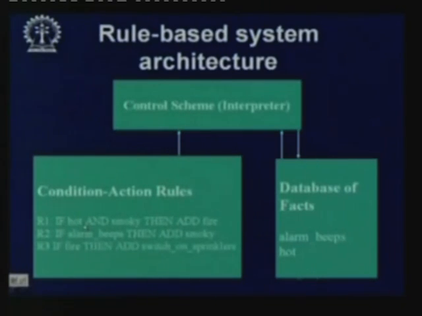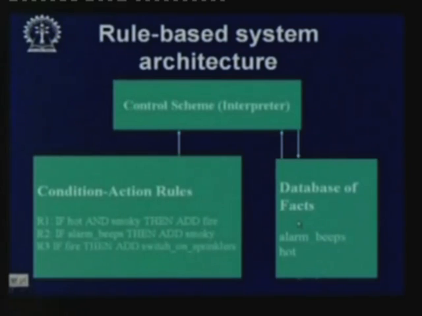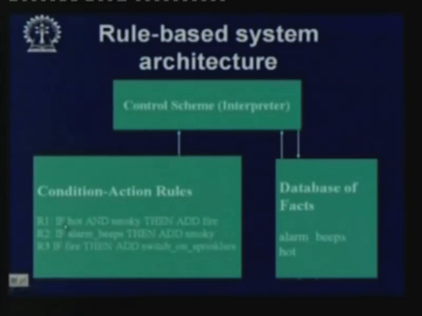So only this rule is enabled, this rule is fired, and what is the consequent of this rule? Add fire. So a new fact is added to the fact base which says fire. So what am I inferring? I am inferring that yes, there is a fire. Now I go back to this cycle and look at the third rule. The third rule is now enabled: if fire, then add switch on sprinklers. So now this third rule will fire and sprinkler on will be put in the database. So essentially this is the way in which a rule based system will work.